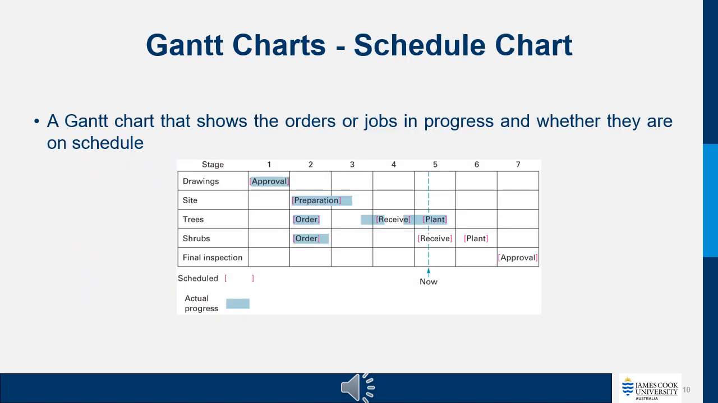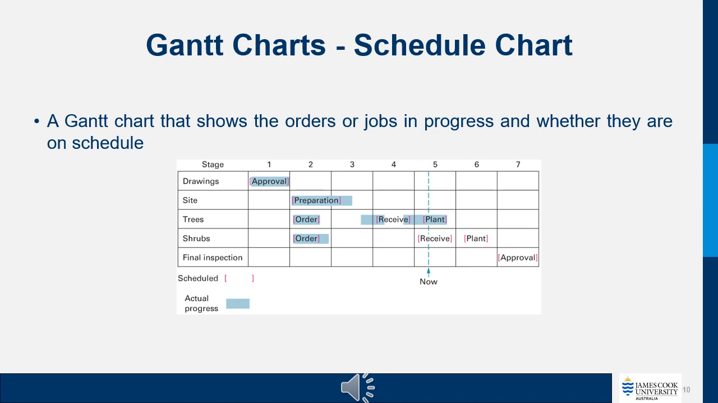Also, we have a schedule chart which shows the order of jobs in progress and whether they are on schedule or not. For example, you can see drawing in stage one, it's done. Then we have site preparation, it's done a little bit more than it's supposed to. It goes to 3.5, and trees are done in the time that they're supposed to.